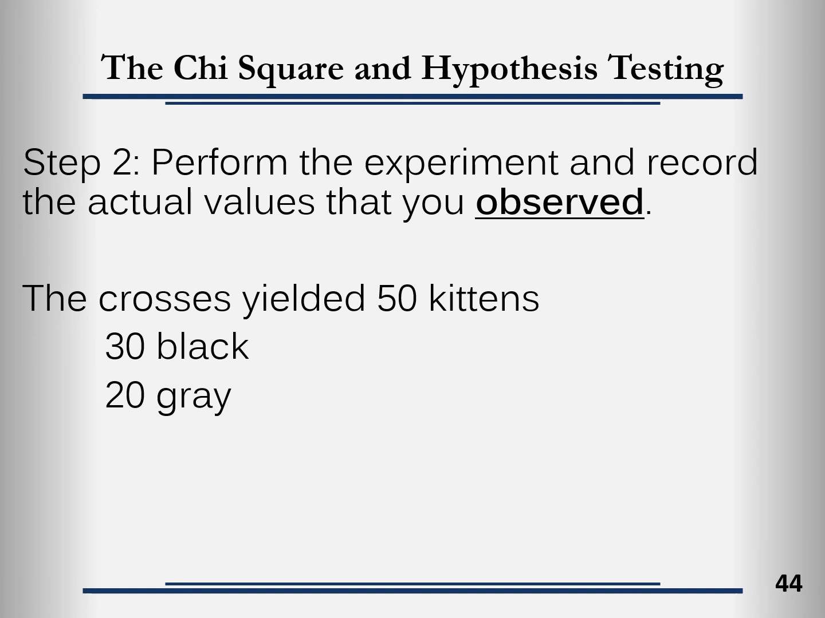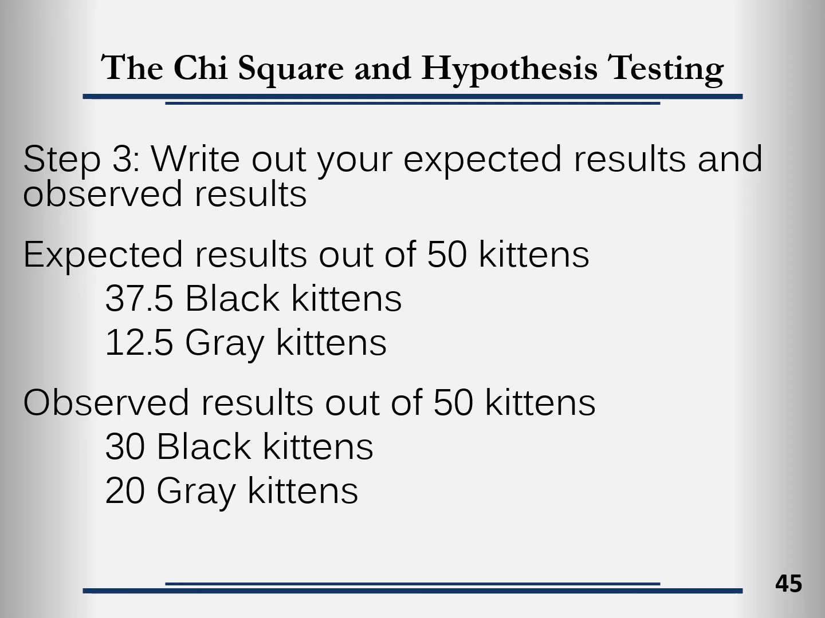So we have 50 kittens, and we get a scenario that is 30 black and 20 gray. That's what we observed. We did the experiment, and we observed 30 black and 20 gray. If it's 3-to-1, 75% of the kittens should be black and 25% should be gray in a Mendelian scenario. What we expected to see was 37.5 that were black and 12.5 that were gray.